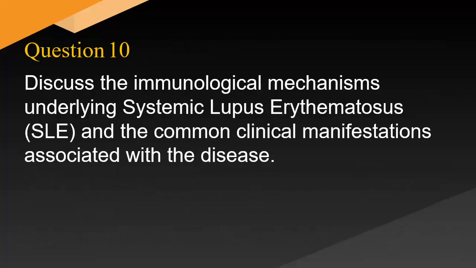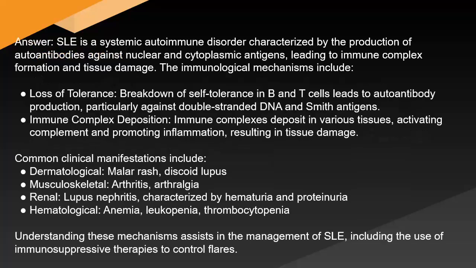therapies in MS. Discuss the immunological mechanisms underlying systemic lupus erythematosus (SLE) and the common clinical manifestations associated with the disease. Answer: SLE is a systemic autoimmune disorder characterized by the production of autoantibodies against nuclear and cytoplasmic antigens, leading to immune complex formation and tissue damage. The immunological mechanisms include loss of tolerance. Breakdown of self-tolerance in B and T cells leads to autoantibody production, particularly against double-stranded DNA and Smith antigens. Immune complex deposition: immune complexes deposit in various tissues, activating complement and promoting inflammation, resulting in tissue damage.